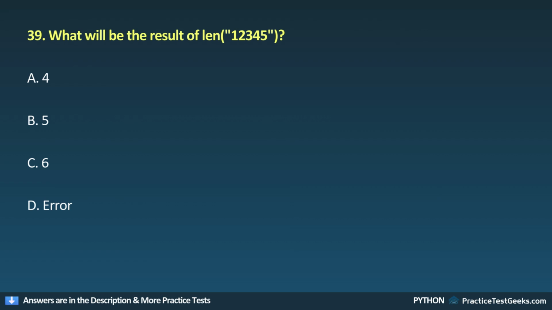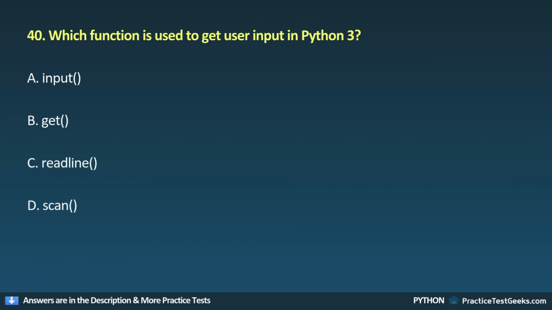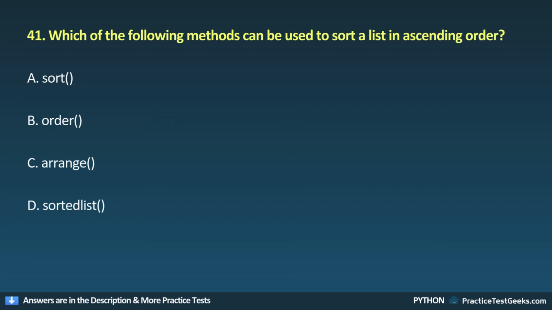39. What will be the result of len([1, 2, 3, 4, 5])? A. 4. B. 5. C. 6. D. Error. 40. Which function is used to get user input in Python 3? A. input. B. get. C. readline. D. scan. 41. Which of the following methods can be used to sort a list in ascending order?